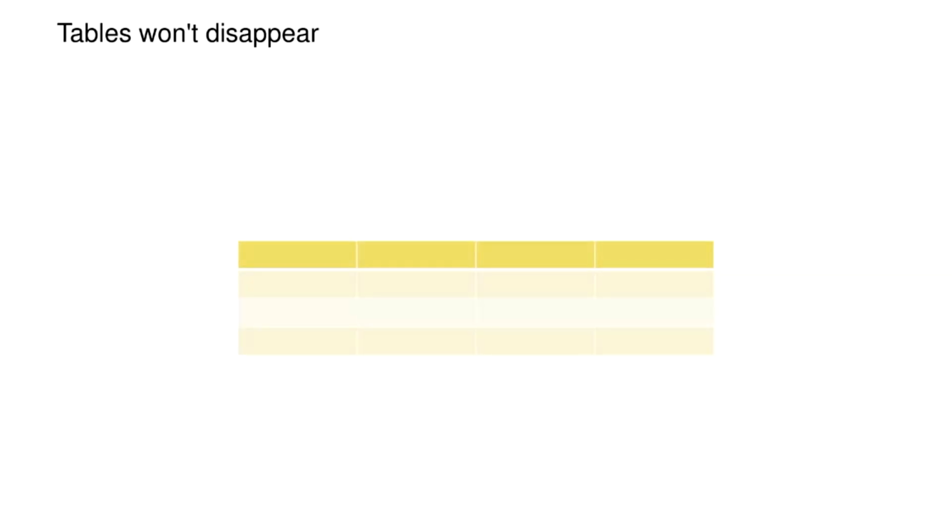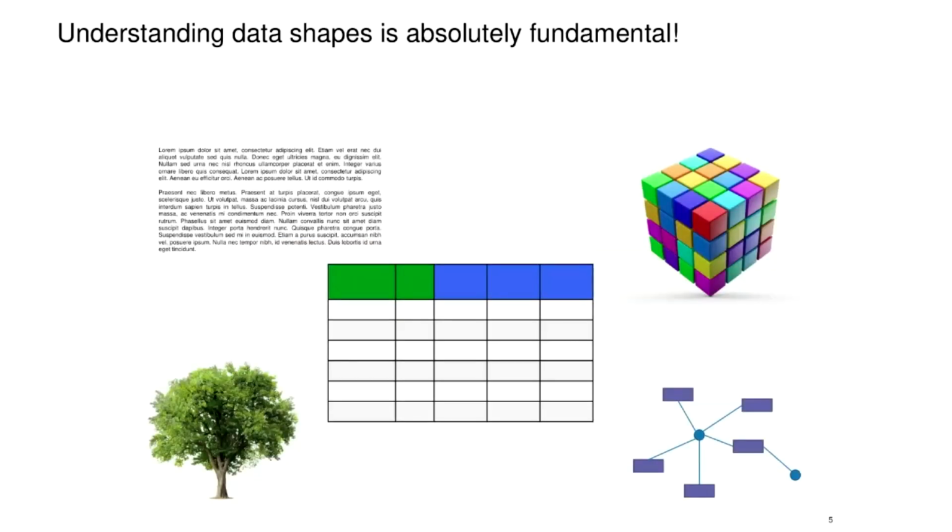And the idea is that tables are not going to disappear, and including the takeaway messages that we got from them. So they are here to stay. But they cohabit with other shapes.